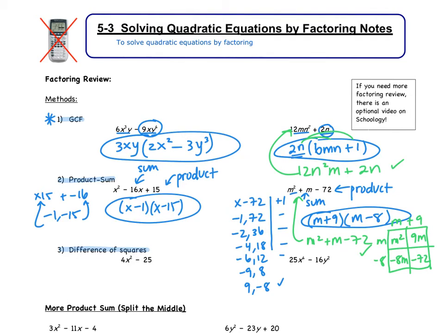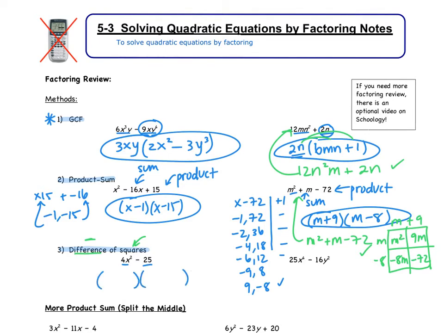Next type of factoring that we have, you can see, is number 3, difference of squares. The name tells you exactly what you're looking for. You're looking for difference, which means subtract, and then of squares, so of perfect squares. So if we look at that first problem, we do have difference, there's subtraction, and we have perfect squares. 4 is 2 times 2, 25 is 5 times 5.